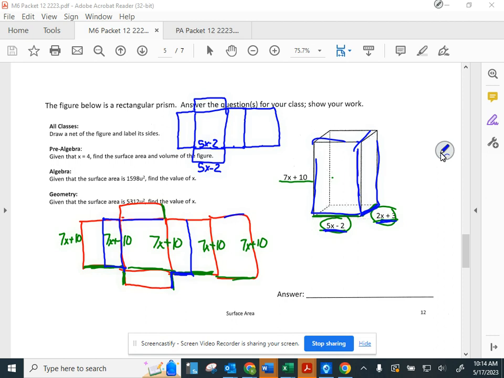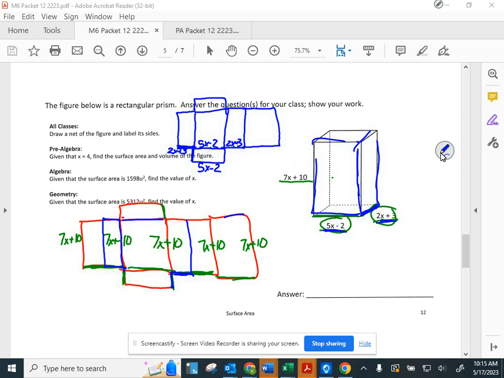This one would go here. So what one am I going to put over on this side? Right here. 2x plus 3. Yeah, 2x plus 3. So now if this is 2x plus 3, what does this have to be?